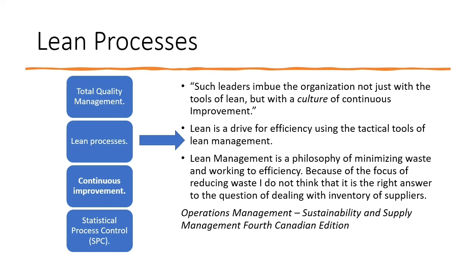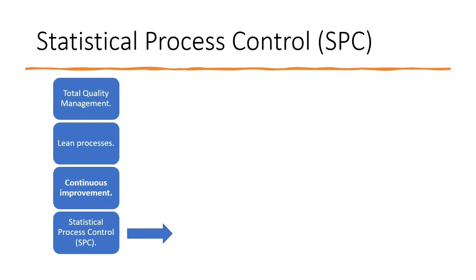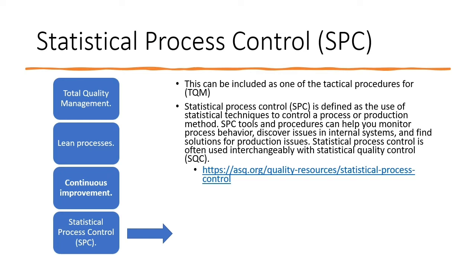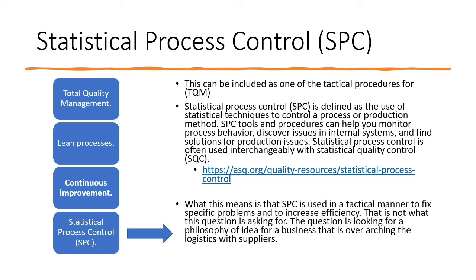Third, there's statistical process control. This can be included as one of the tactical procedures in total quality management. Statistical process control is defined as the use of statistical techniques to control a process or a production method. Statistical process control tools and procedures can help to monitor process behavior and discover issues in the internal systems and find solutions for production issues. Statistical process control is often used interchangeably with statistical quality control.